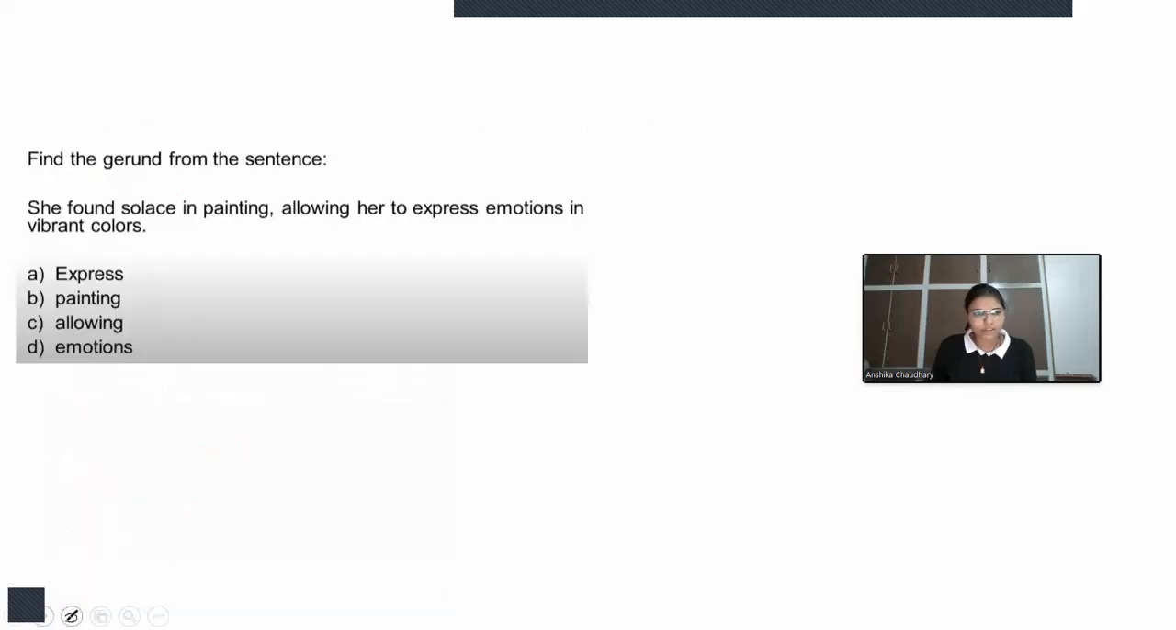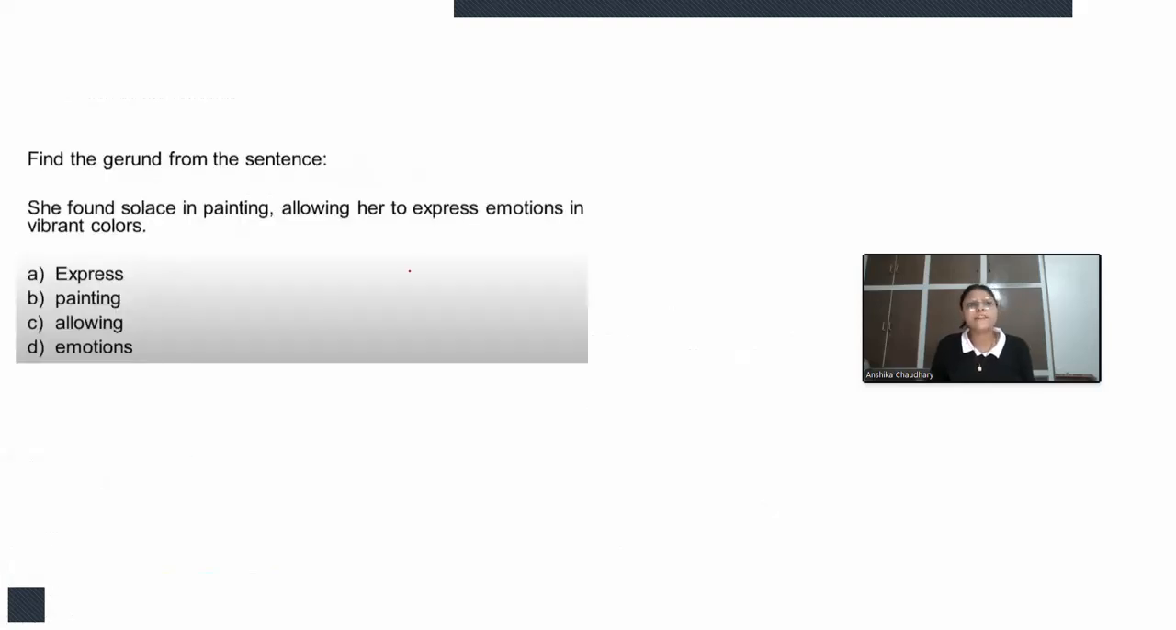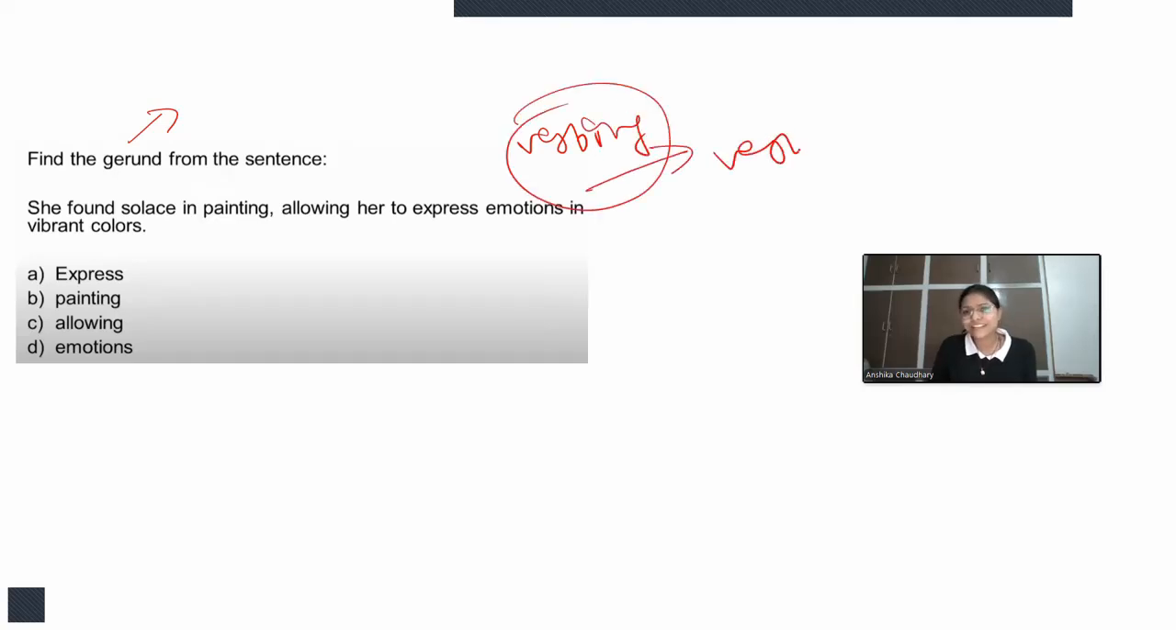Moving next, and I think that would be the last, or no, we have some more questions. All right. Find the gerund from the sentence. She found solace in painting, allowing her to express emotions in vibrant colors. First of all, let's understand what a gerund is. Gerund is something where we have verb plus ing, right? We can say verbing. This is the kind of identification for finding the gerund, right? So verb plus ing, and that particular word will be functioning as a noun, but not a verb.